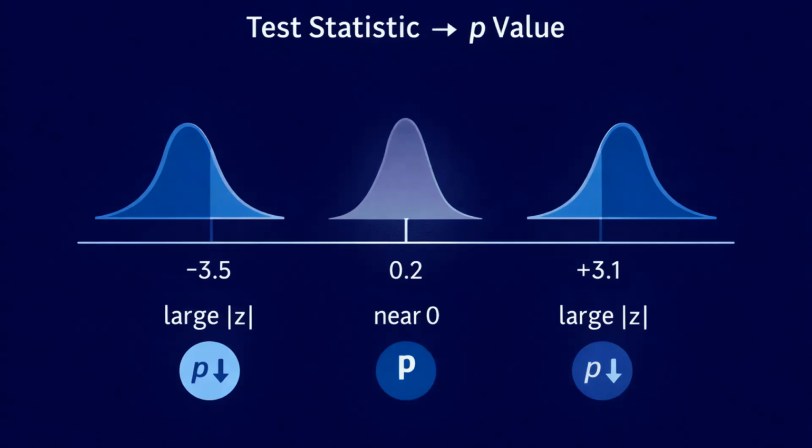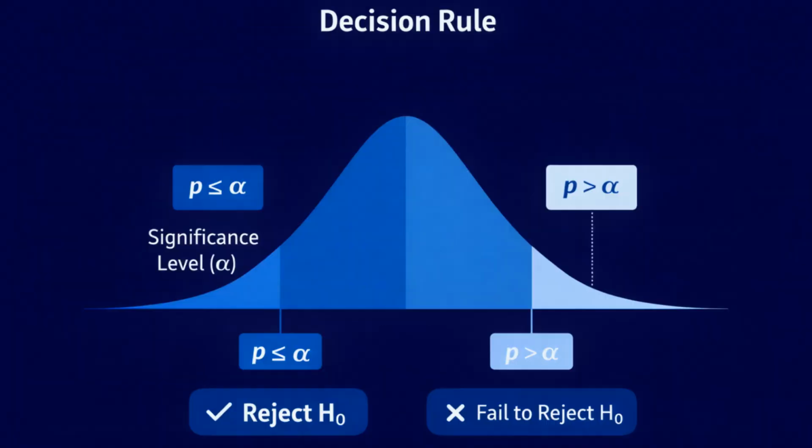The test statistic is then used to calculate the p-value. Larger absolute test statistics generally produce smaller p-values. The p-value represents the probability of observing a test statistic at least as extreme as the one calculated, assuming the null hypothesis is true. It measures how surprising the data would be if the null hypothesis were correct. The decision rule is always the same. If the p-value is less than or equal to the significance level, reject the null hypothesis. If the p-value is greater than the significance level, fail to reject the null hypothesis.